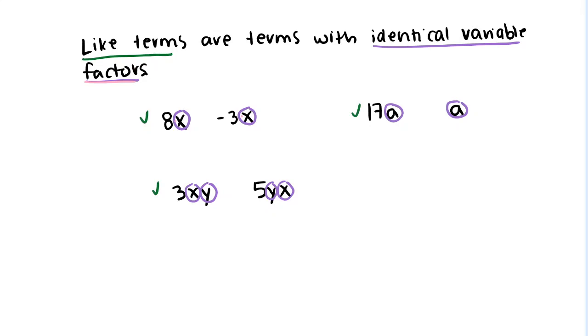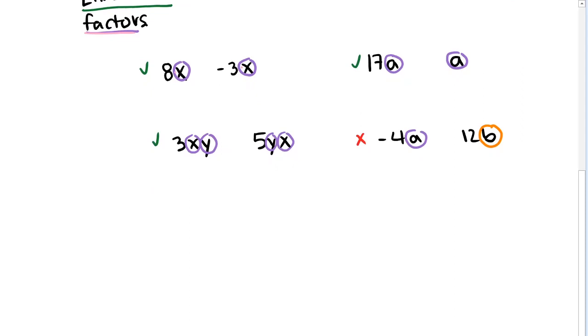And sometimes I think it's illustrative to include some non-examples. So if I have, let's say, negative 4a and 12b, if I look at the variables that are multiplied in the term on the left, it's 4 and this a, and on the right I've got this 12 and this b. Well, the variable factors in these two terms differ. They're not the same. So these are not examples of like terms. And maybe let's just keep going with some non-examples.